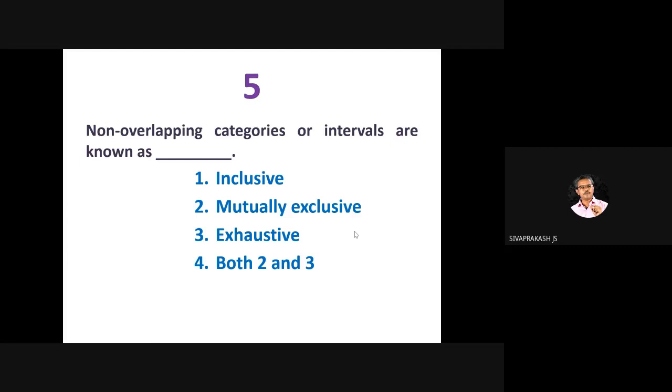10 to 20, 20 to 30, 30 to 40, continuous series. 10 to 20, but 20 to 30, 20 is overlapping. 10 to 19, 20 to 29, or 10 to 20, 21 to 30. Overlap, overlap the categories. So what do we call? Continuous series. Just try. We'll discuss if the answers are wrong. Right. So number 6.